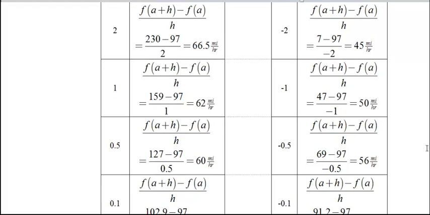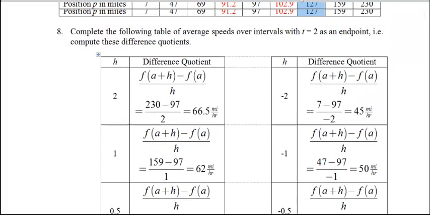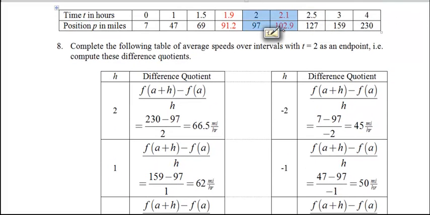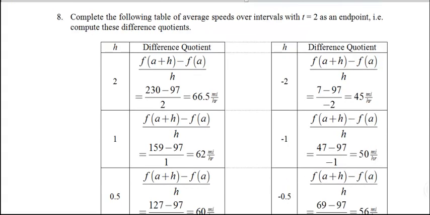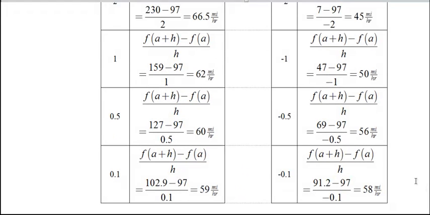Coming in even closer still, we could look at what happens at these 2 points right here. Again, we're keeping our point 2, 97 fixed if we were doing a standard difference quotient. Now our new point is 102.9 for the y. Our h is now 0.1, and so that works out to be 59 miles per hour.